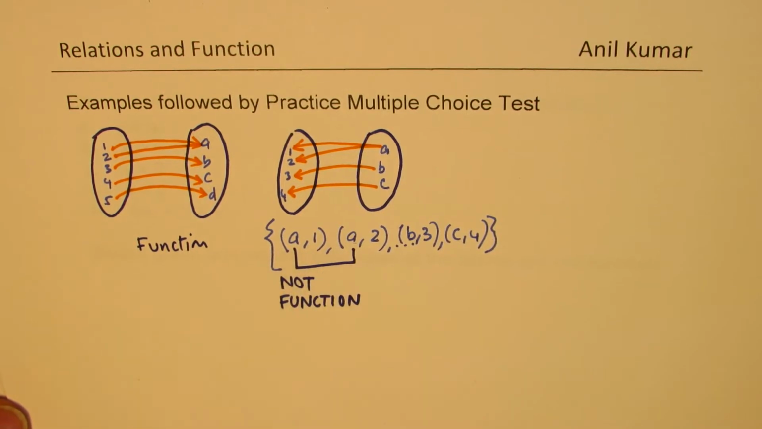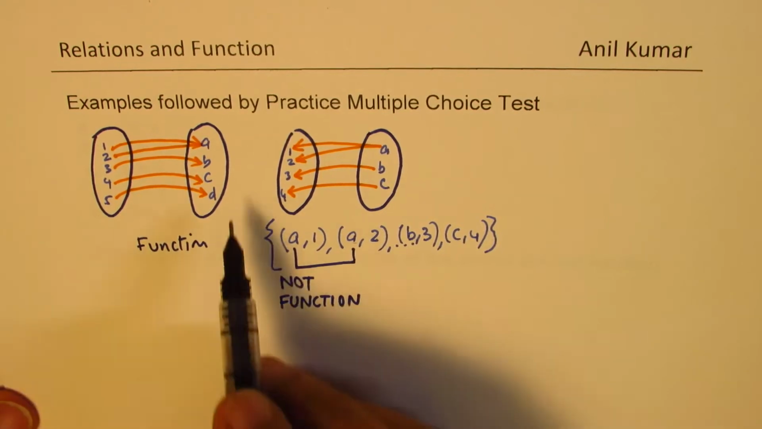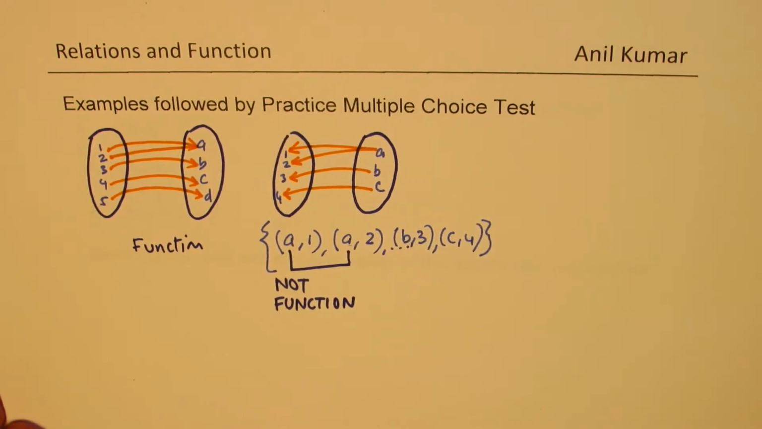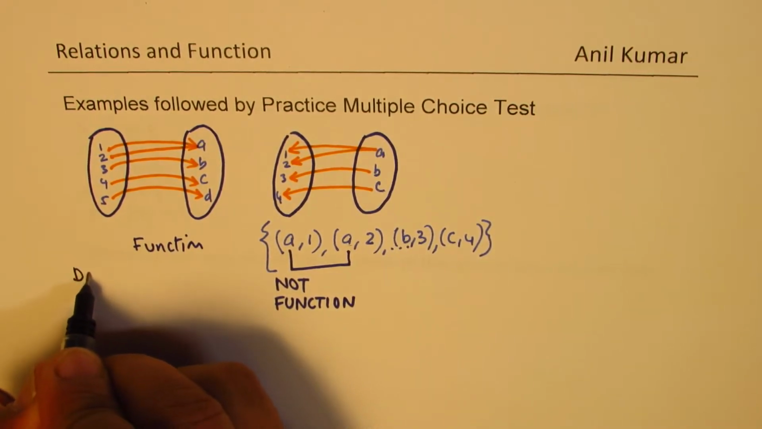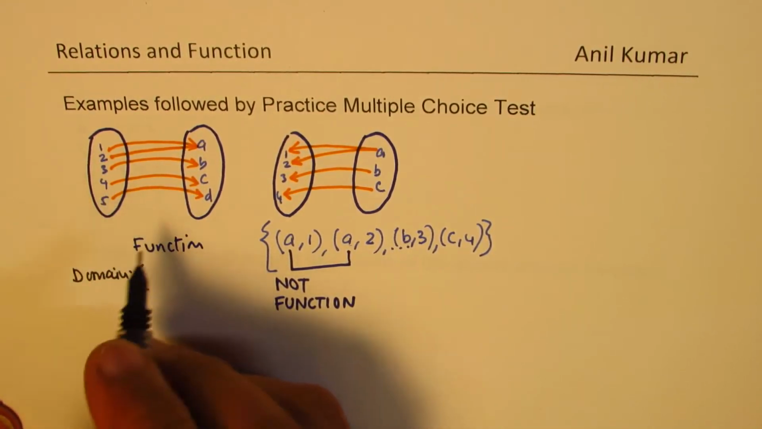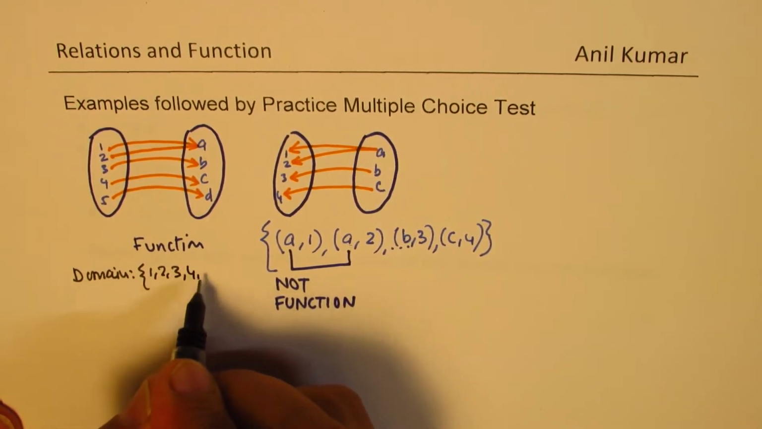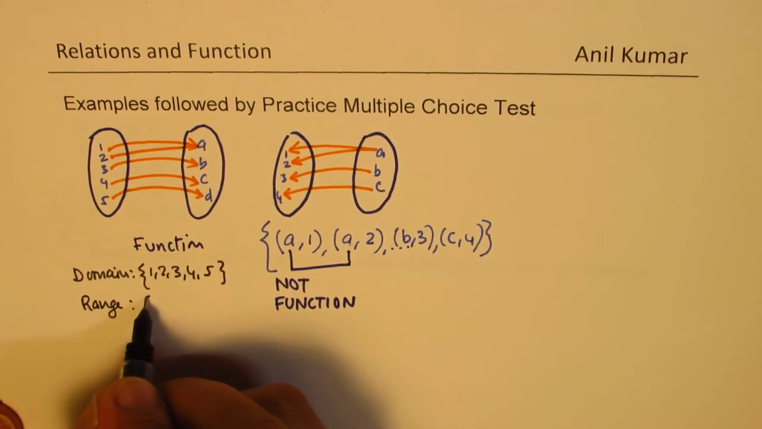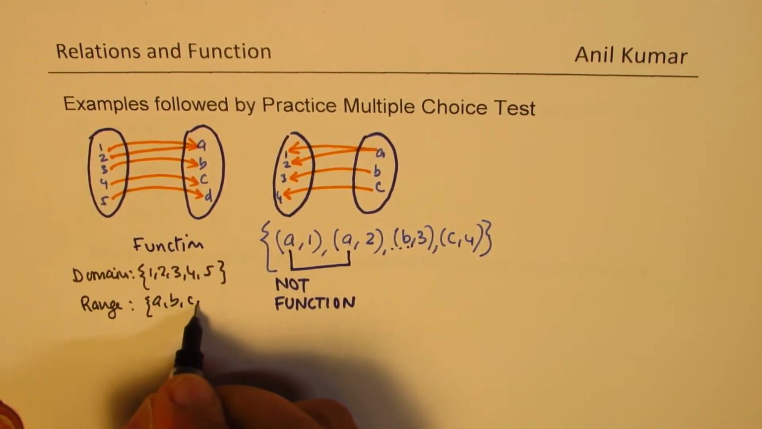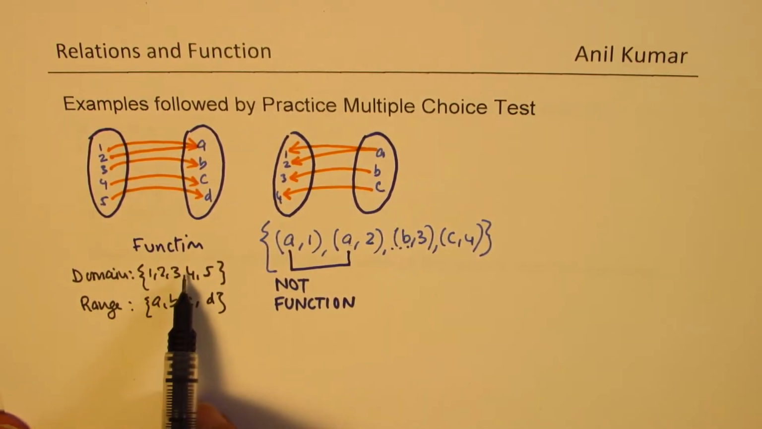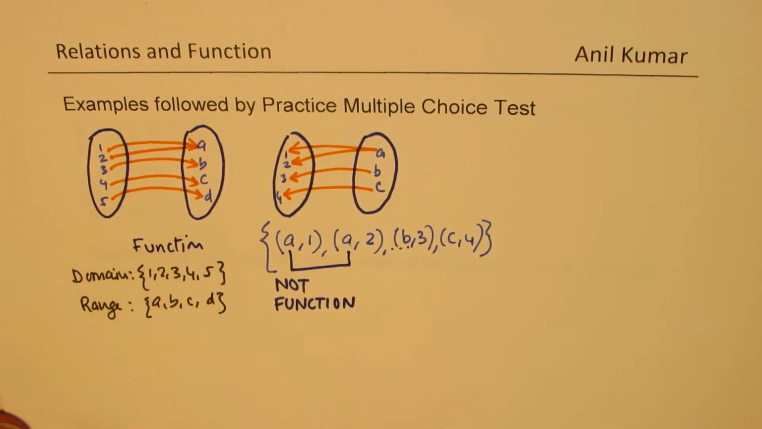What else do you note here? Well, there are a few things related to domain and range which we should also see, right? So in our first case, where we have a function, what is the domain? Domain in our first case is 1, 2, 3, 4, and 5. We have 5 elements in the domain. As far as the range is concerned, we have A, B, C, D. 4 elements, right? So the number of elements in the range is less than domain, it is a function.